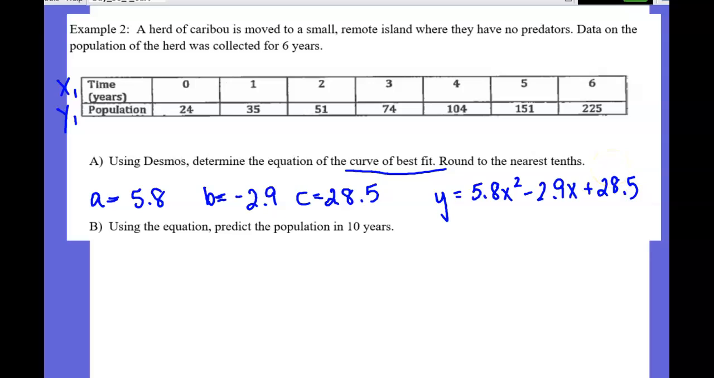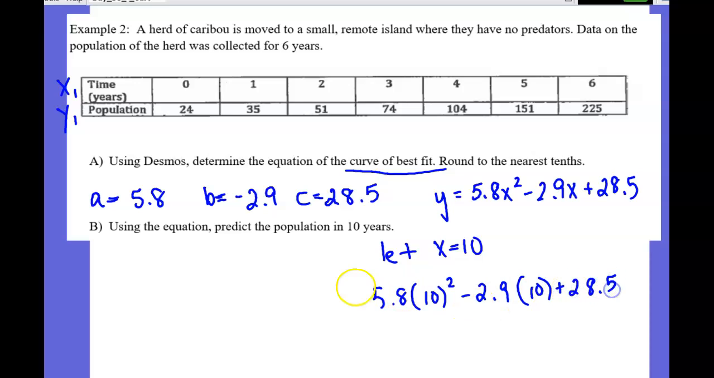If we wanted to predict the population in 10 years, we're going to plug it in. We're going to let our x be equal to 10: 5.8 times 10 squared minus 2.9 times 10 plus 28.5. If we do that, we're going to get approximately 580 caribou.